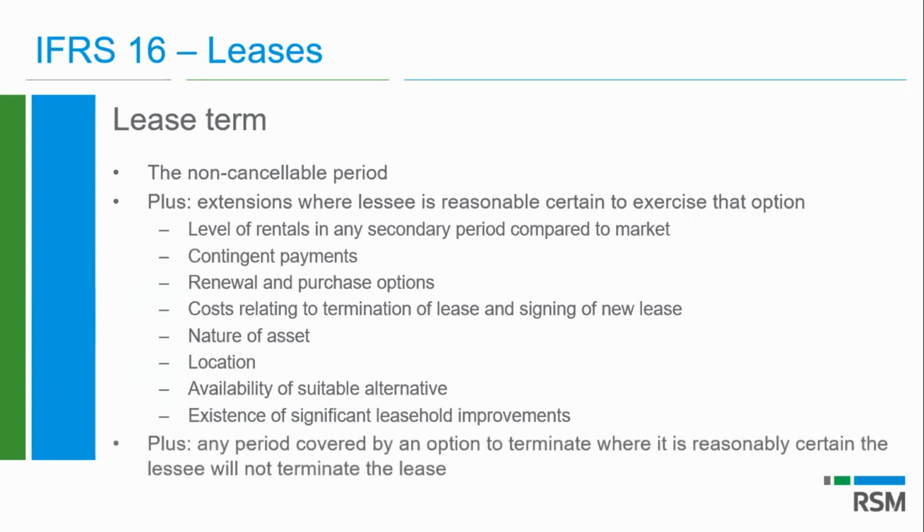We'd also include any period covered by an option to terminate, where it's reasonably certain that the lessee will not terminate the lease. So often a lease would be for a 5-year period, and you've got the option within the last 6 months to cancel or terminate the lease. If you're reasonably certain that you're not going to terminate the lease, you would include that last 6 months. So that's the lease term.